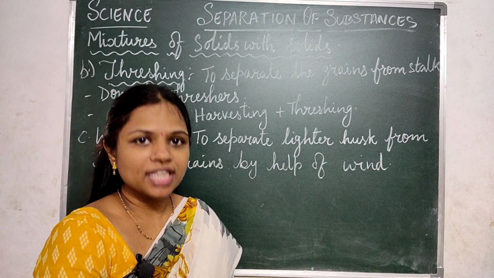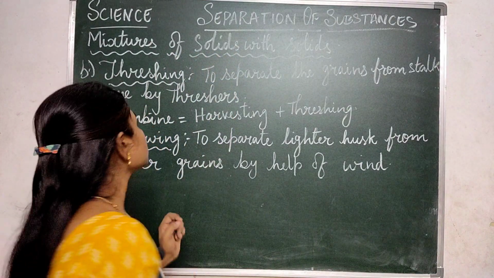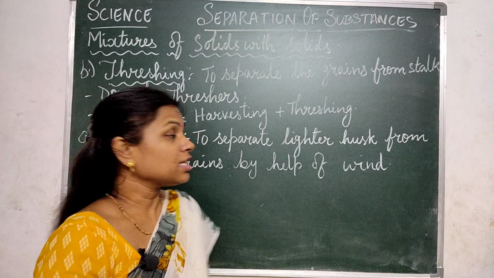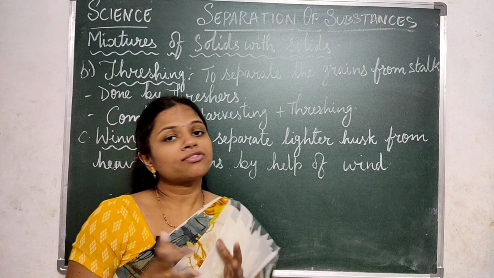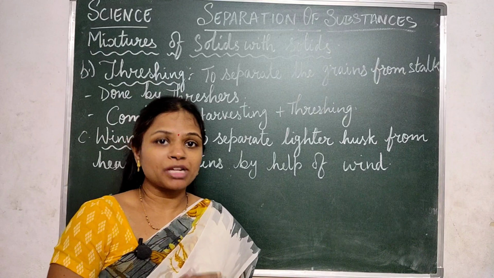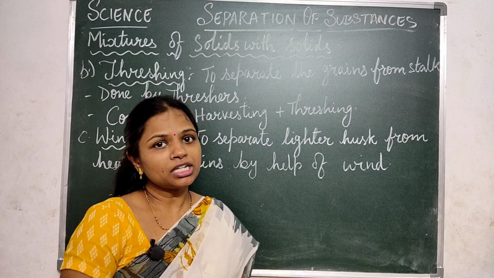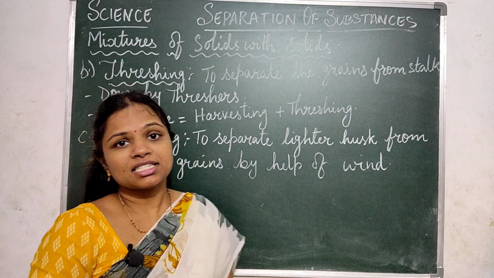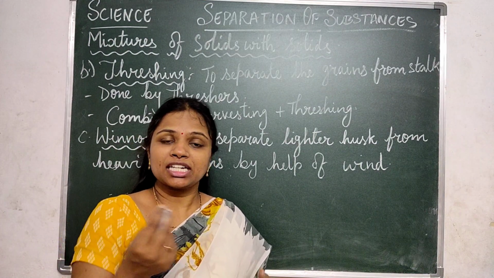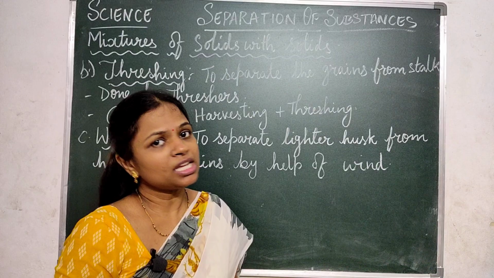Now let us know about the second method of separating mixtures of solids with solids. This method is called threshing. This is mainly seen in farms, in the agricultural lands. Soon after the harvest, what is the harvest? Harvest is nothing but when the crop is matured, the farmers separate the crop from the plant. This consists of the grains which are actually required by us and also the stalk material, that is nothing but the dried leaves and the stem part. Now these two have to be separated.